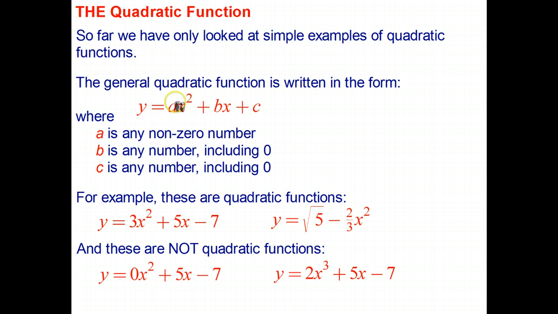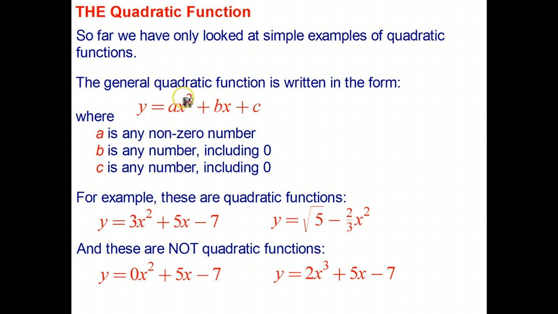Here's the rule for any quadratic function. And when we say any quadratic function, what we normally call that is the general quadratic function. In other words, every quadratic function will fit that rule. So what do all these letters mean? Well, x and y are just the coordinates of the points on the graph.